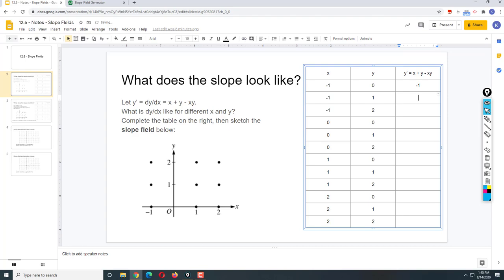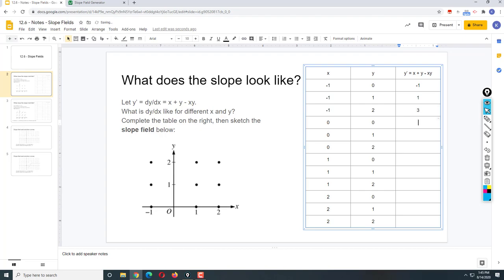When x is negative 1, y is 1, we will have negative 1 plus 1 minus negative 1 times 1. So that's negative 1 plus 1 minus negative 1, so that gives us 1. When x is negative 1, y is 2, we would have negative 1 plus 2 minus negative 1 times 2. That's negative 1 plus 2 is 1, plus 2 is 3.